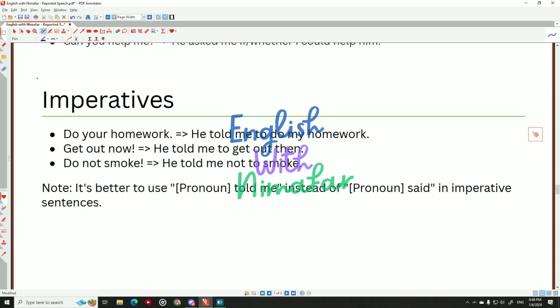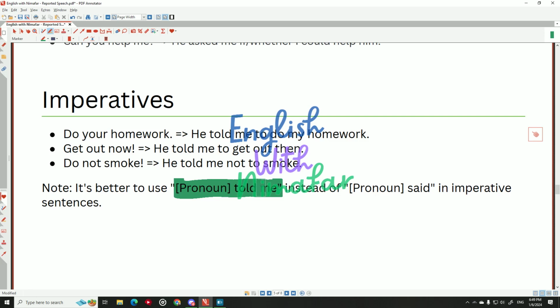Let me highlight it here for you. Pronoun told me. We say told me. And mostly, after told, we actually need to use an object pronoun. He told me, he told him. We don't say he told just alone. It's better to use it. So, do your homework. He told me to do my homework.